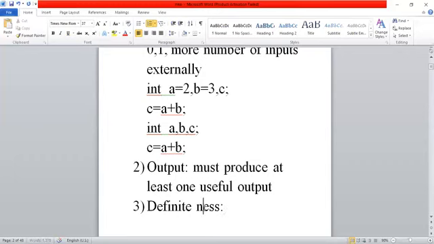This is the third criteria, definiteness. So what do you mean by definiteness? What do you mean by definite? Definite means generally we are including statements in an algorithm or program. Those statements must be clear and unambiguous. Please remember this: unambiguous.